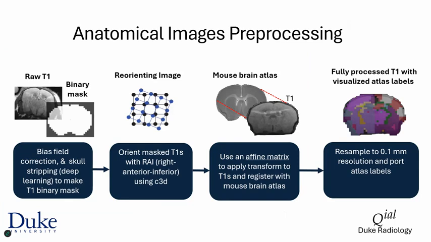The second step is to register our T1s to the same anatomical space. We also reorient them with the RAI orientation. And the last step is to resample our T1s with a 0.1 millimeter resolution and to port them with atlas labels. This helps us when we do our analysis because we want to make sure that specific regions align with the correct labels.